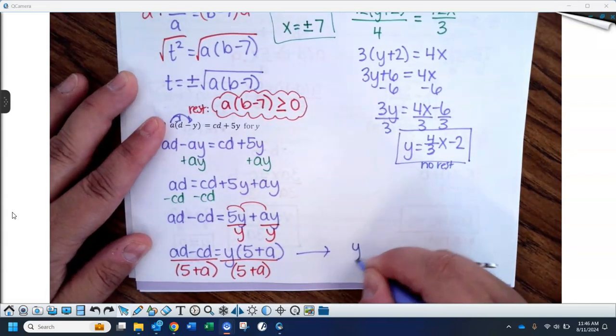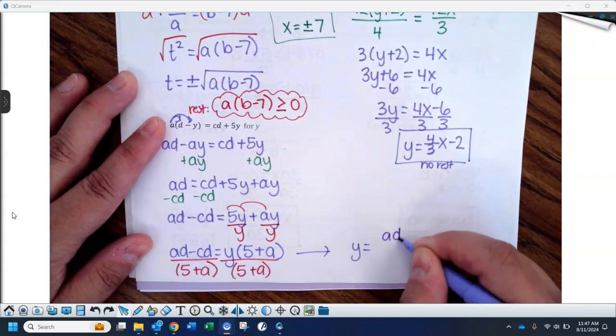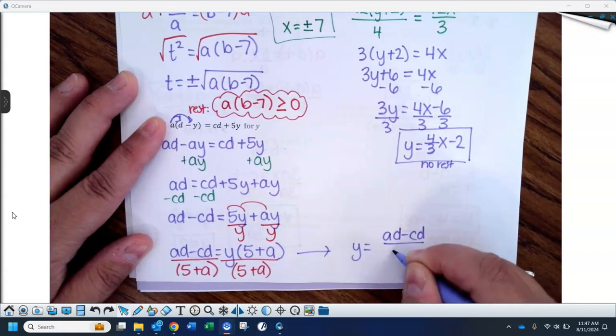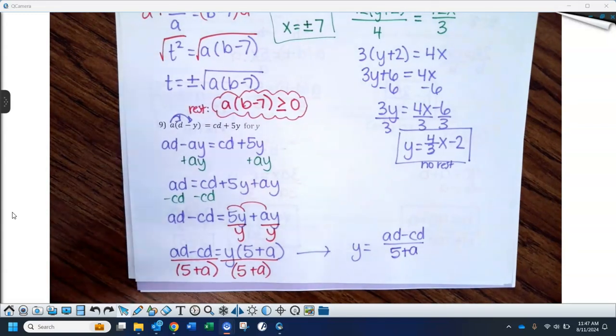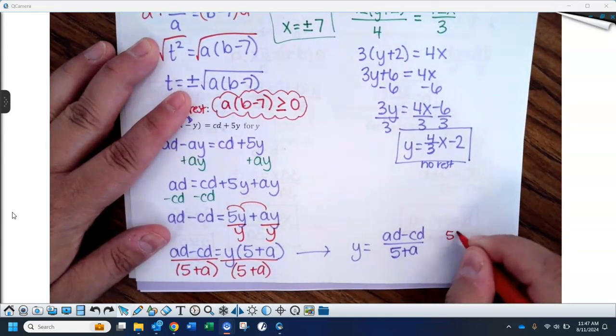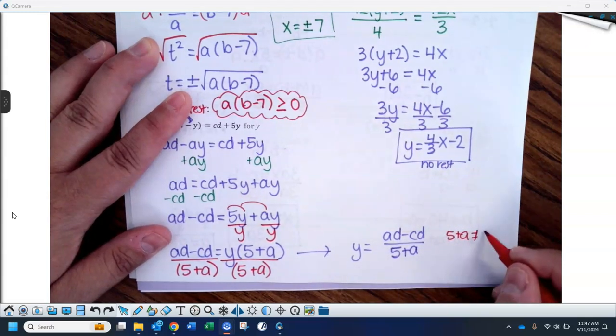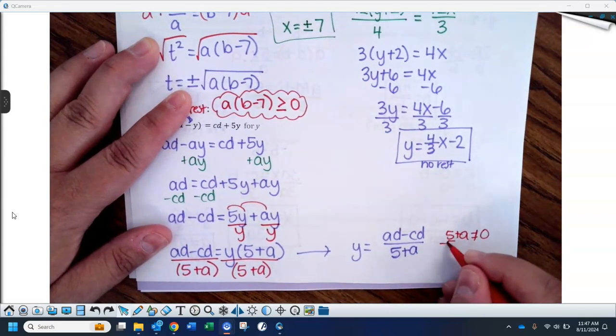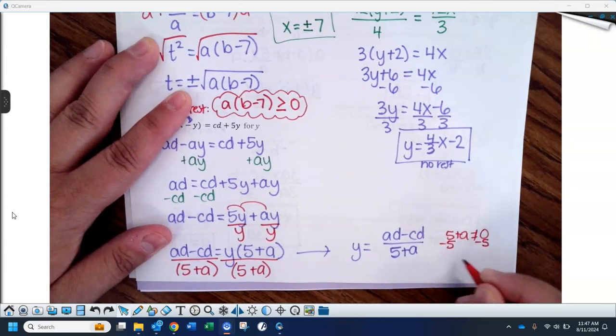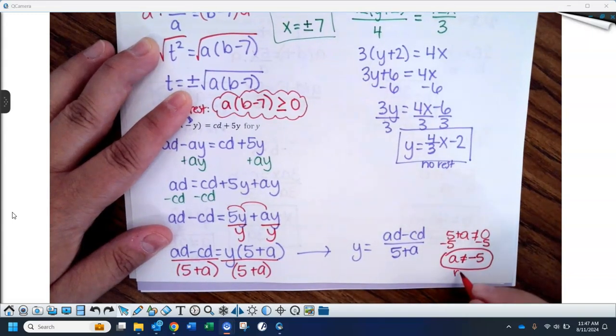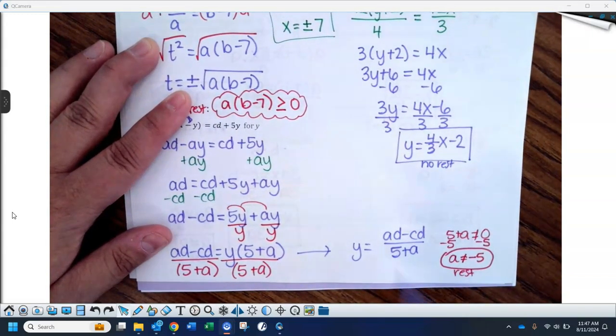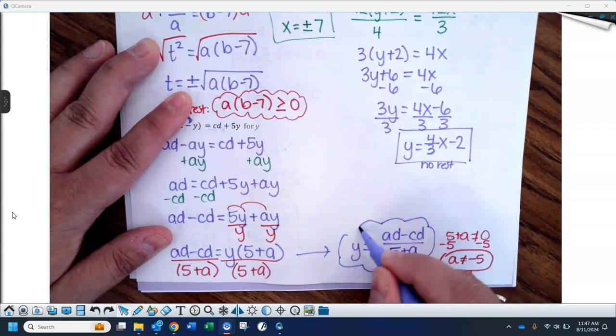So I know this looks a little complicated, but you'd have AD minus CD whole thing over 5 plus a, or you could write a plus 5, either way. We do have a variable in the denominator, so we cannot divide by 0. In terms of my restriction here, again, I'm just going to solve this inequality just a little bit, and we don't want a to be negative 5, because that would cause us to divide by 0.